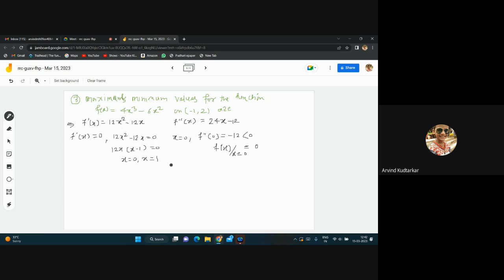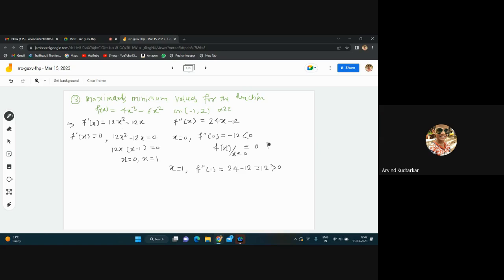Now when you substitute x is 1, what is the value of f double dash of 1? What do we get? Put 1 in place of x, so you get 24 minus 12, that is equal to 12, and 12 is greater than 0. So when the value of the second order differential at that value of x is positive, that is greater than 0, value of function is minimum.